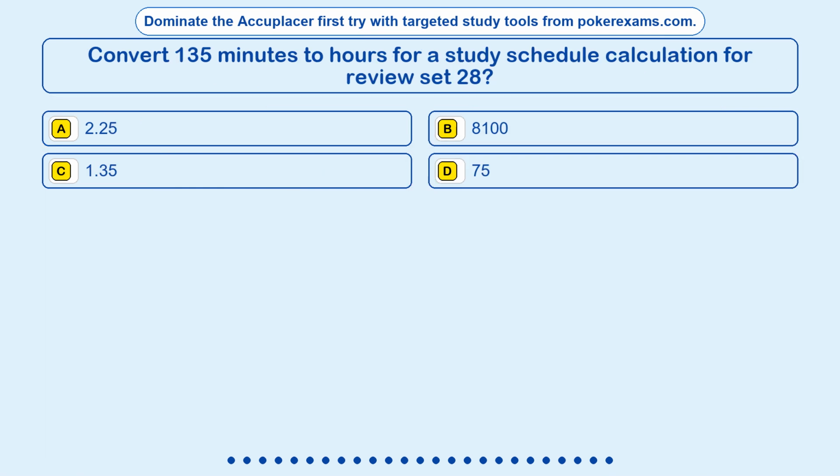Question 6. Convert 135 minutes to hours for a study schedule calculation for review set 28. Option A, 2.25. Option B, 8,100. Option C, 1.35. Option D, 75.